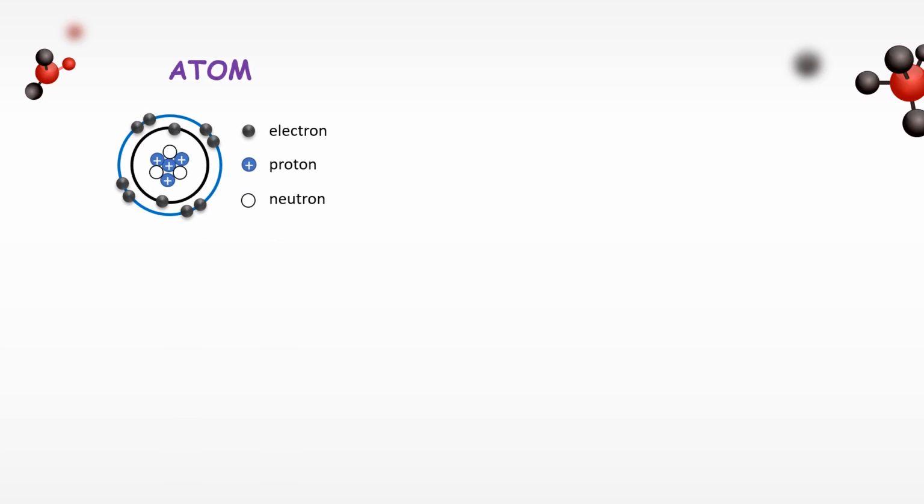Okay, let's take a look at the detail about atom. Atom is made from a nucleus. At the center of the atom, we call this the nucleus, and the nucleus consists of proton and neutron. Proton is a positive charge, neutron is a neutral charge, and the nucleus is surrounded by orbitals, and the orbitals are filled by the electrons.